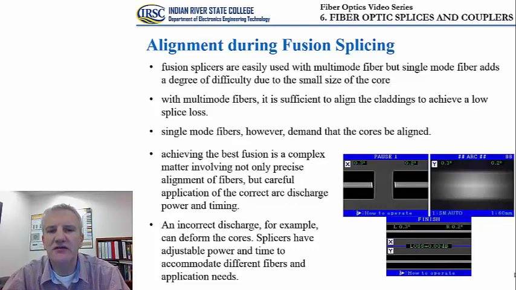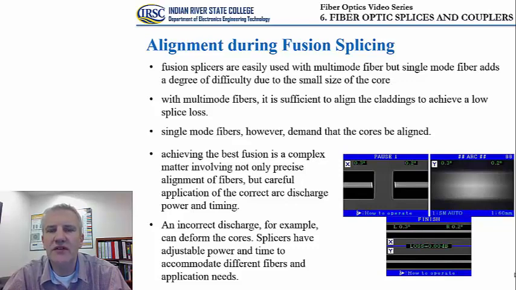So it's a complex matter that involves not only precise alignment of the fibers, but also careful application of the correct arc, discharge, power, and timing. That's why it's important for your electrodes to be properly maintained. An incorrect discharge, for example, would deform the cores and create unacceptable loss through the connection. Splicers also have adjustable power and time to accommodate different fibers and application needs.